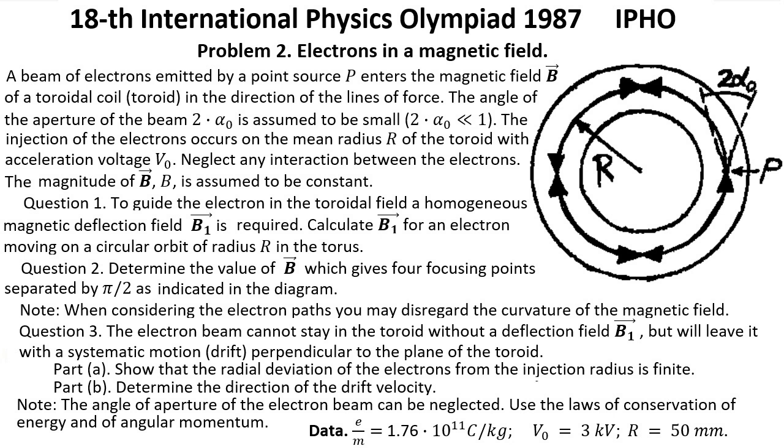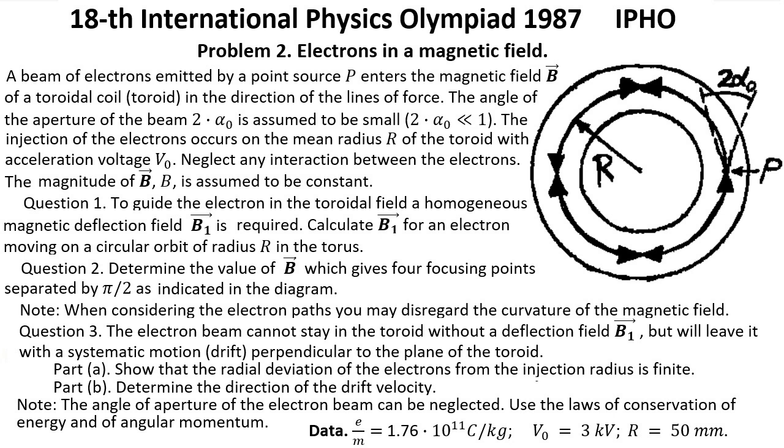Question 2. Determine the value of vector B which gives 4 focusing points separated by π/2 as indicated in the diagram. Note, when considering the electron paths you may disregard the curvature of the magnetic field.